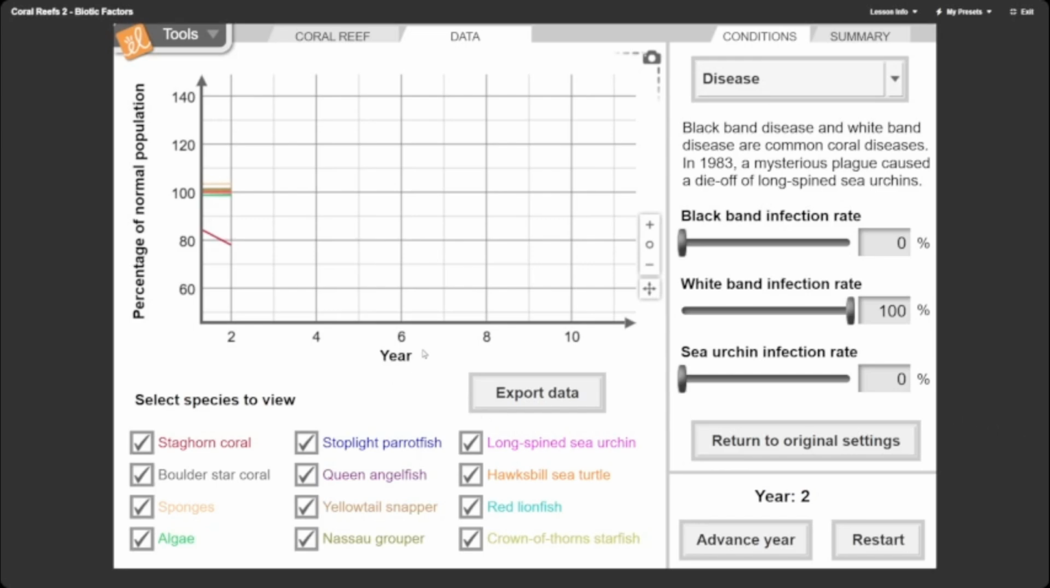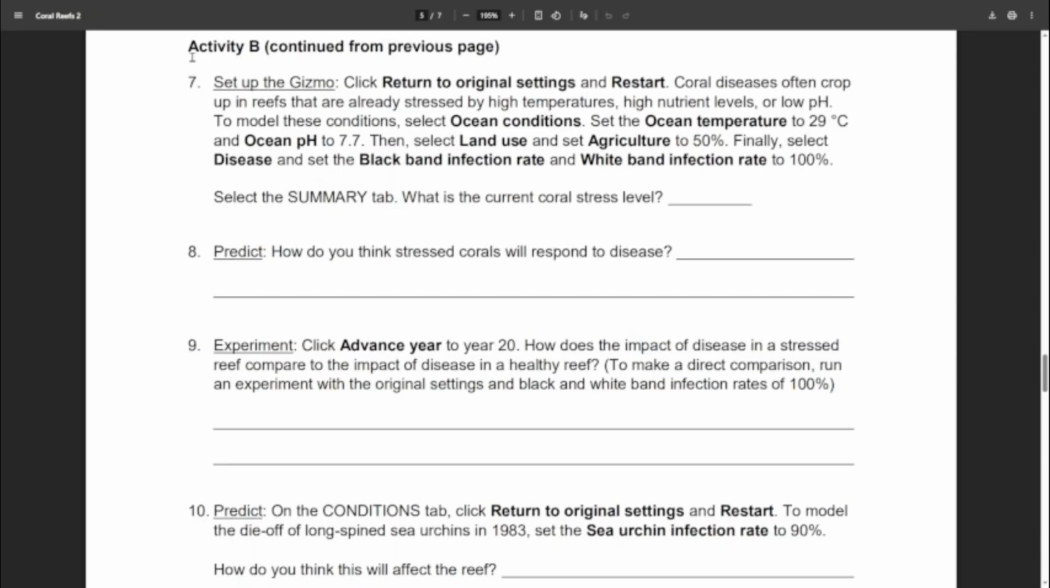So we're on the last page on activity B. So page 5, set up the gizmo, return to original state and restart.